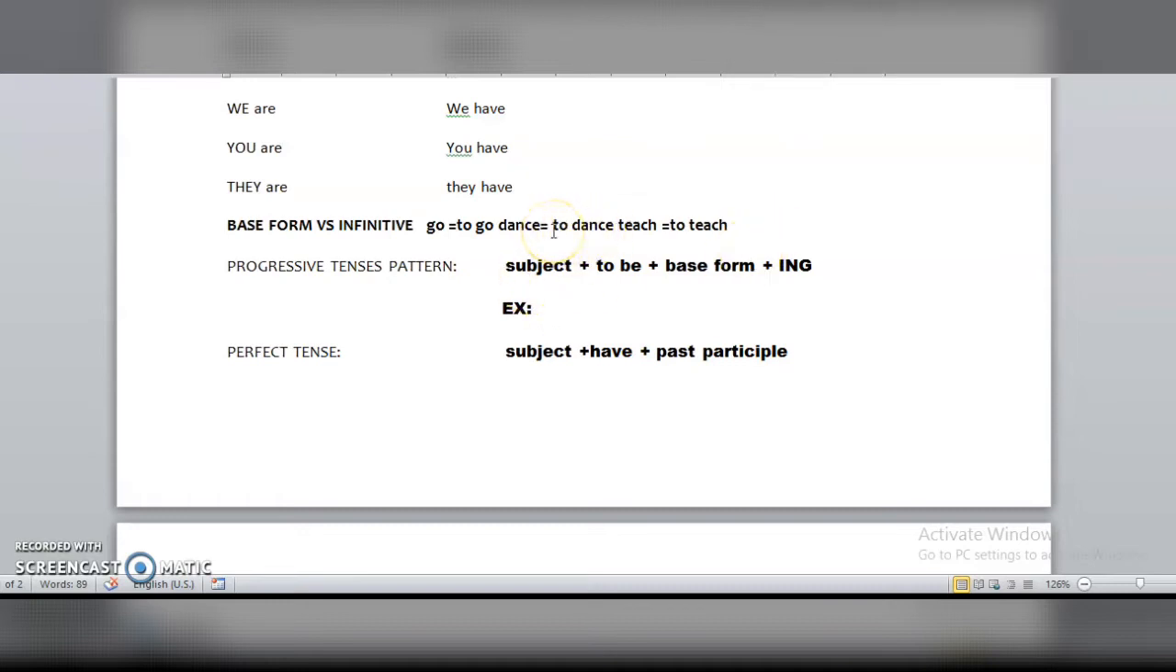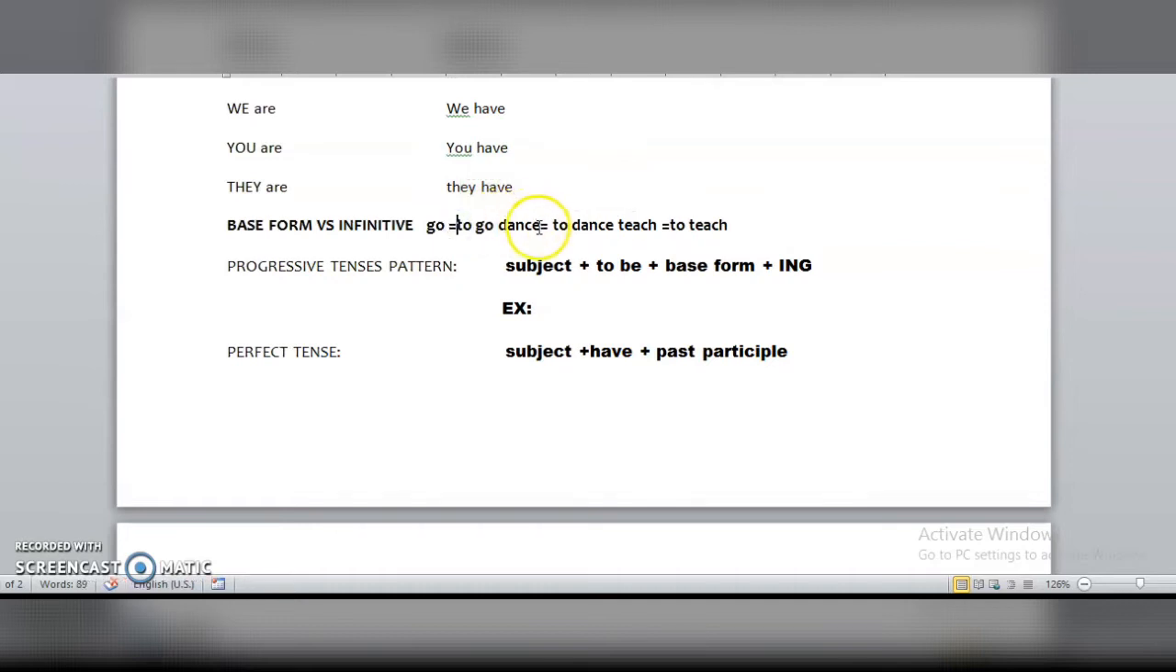For example, I get go. Go is the base form of the verb. If I want to get the infinitive, I'm going to add to. To is a preposition that I'm going to add before the base form to get the infinitive. For example, I get go. You see, I have go. Go is the base form and to go is the infinitive. So I add to before the base form.